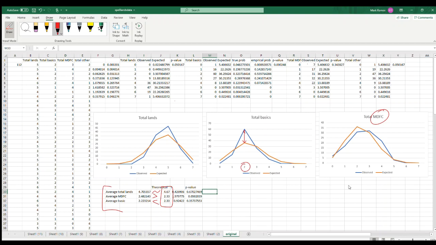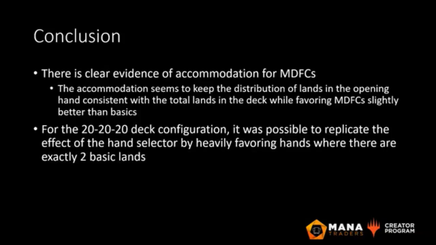Okay, so let me go back to the PowerPoint presentation. So now we can go to our conclusion. Based on what we saw, there really is clear evidence of accommodation for MDFCs. So WotC really did do something to make sure that your MDFCs in the deck are accounted for when it is using the hand selector.